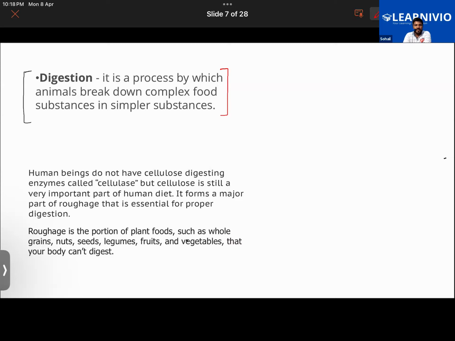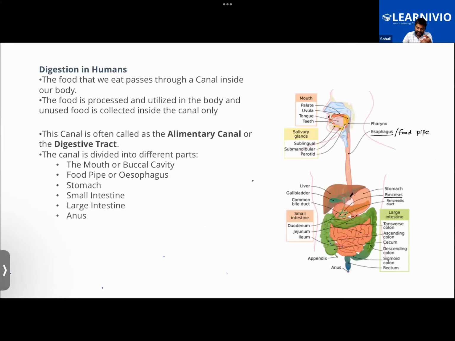Okay. So as I was saying, food in our body passes through a continuous canal, and it gets digested in different compartments of this canal. Like, see, if you were to see the different compartments in the human body, first of all, look at this diagram.